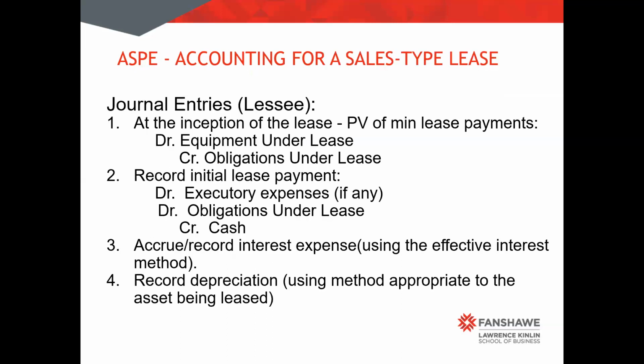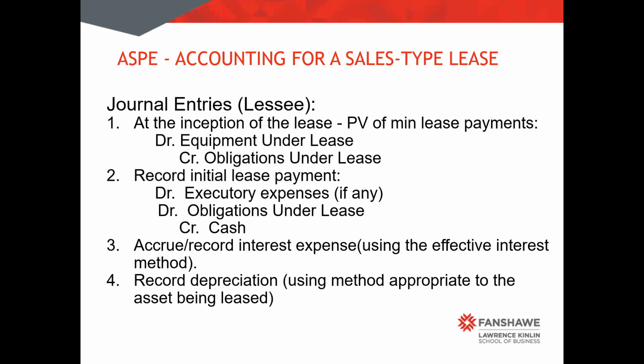When it comes to some of the journal entries, and again, we'll have some examples in this chapter, there'll be journal entries on the lessee side, the person borrowing that asset and paying over time. At the inception of the lease, the present value of the minimum lease payments becomes a debit to the equipment under lease and a credit to the obligations under lease.